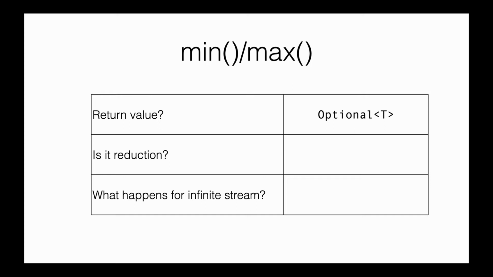Is min/max a reduction? Yes, it is. The reason is that the method has to go through all the elements in the stream and then decide the minimum or the maximum. So it goes through all the elements but returns only one element back. So min/max is a reduction. What happens for an infinite stream? As we saw, min and max actually wait for the stream to finish before they can decide the min or max value. So min and max do not terminate the infinite stream.